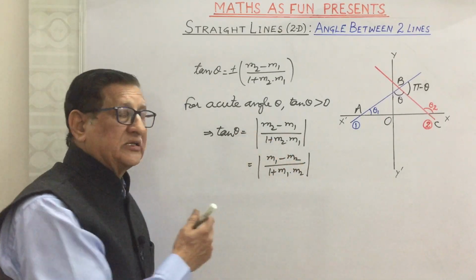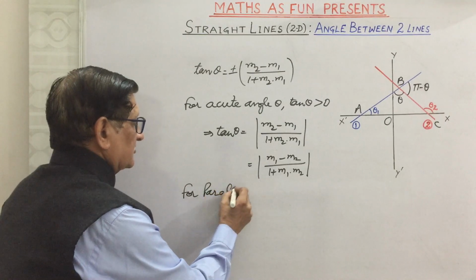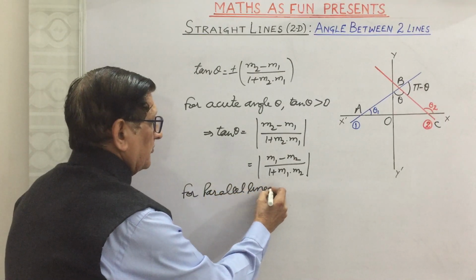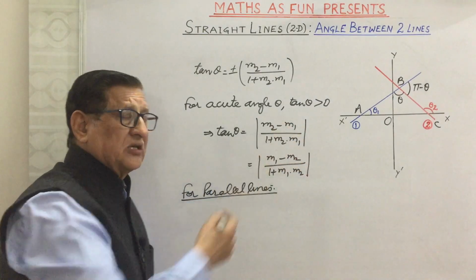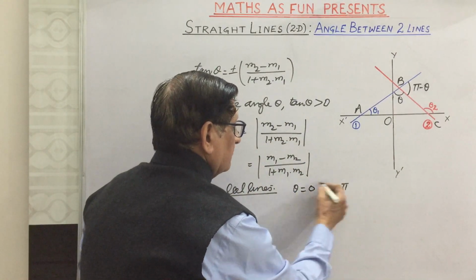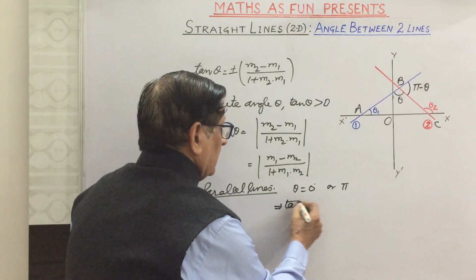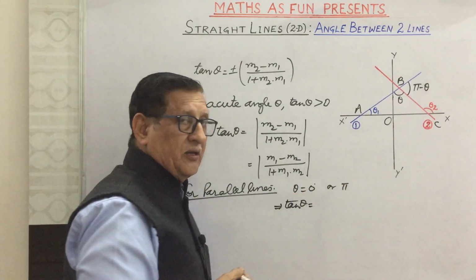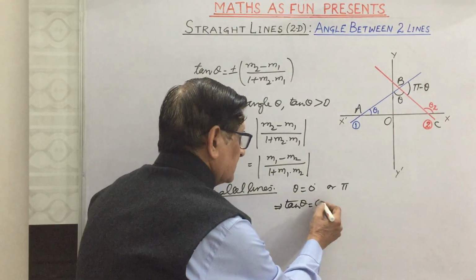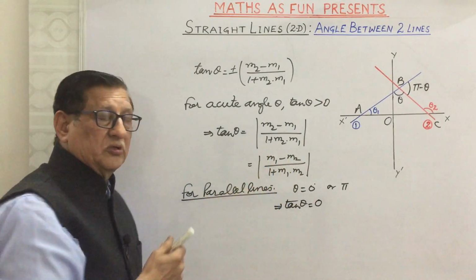Now we go for the condition of parallel lines. For parallel lines, if the lines are parallel, we know that theta will be either 0 or pi, and we know that tan theta for 0 degrees or for pi is always 0. If it is 0, can we say that this also will be equal to 0?